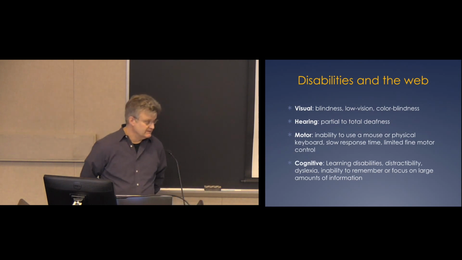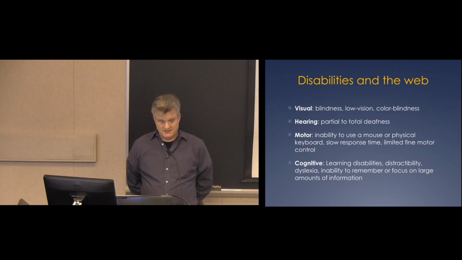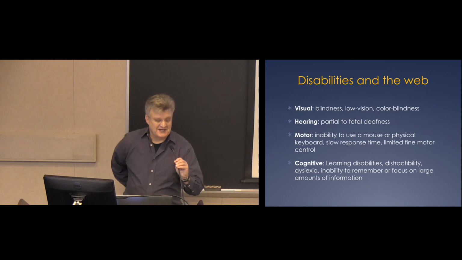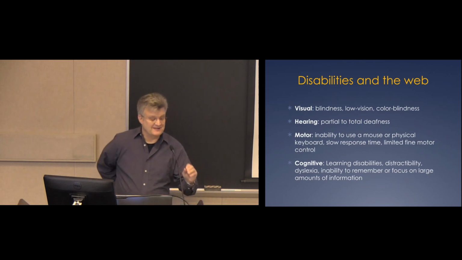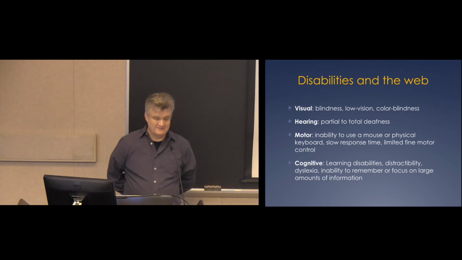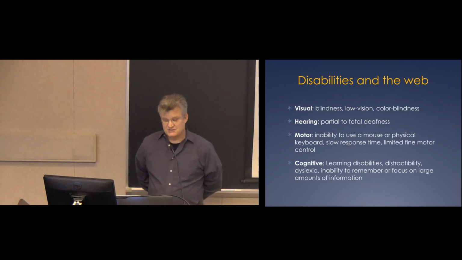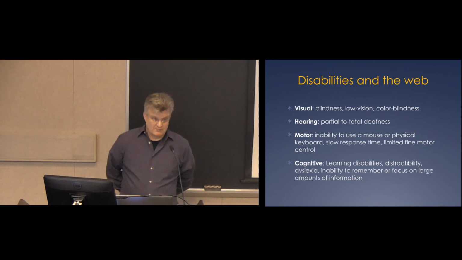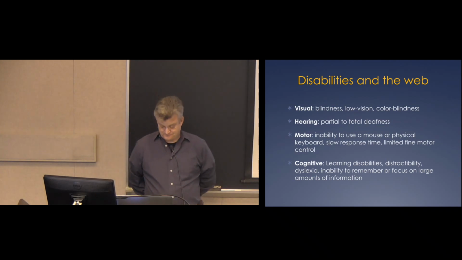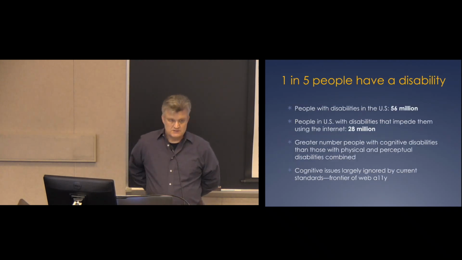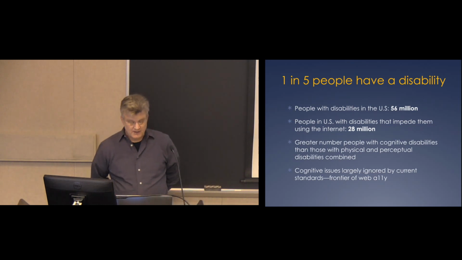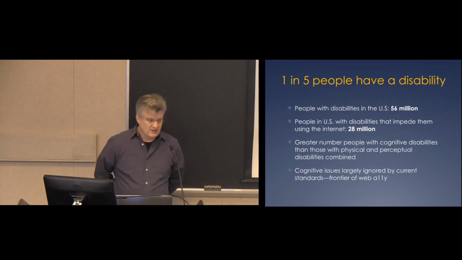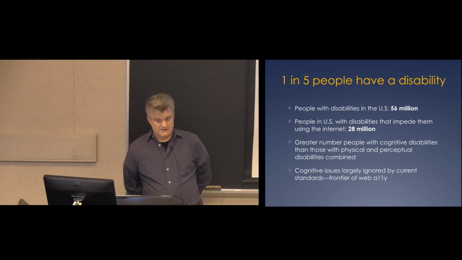Also cognitive. The poster child for accessibility is the blind screen reader user. It's usually the first thing people think of when they think of web accessibility, but actually people with cognitive disabilities make up a larger segment of the disability community than people with perceptual or motor disabilities combined. So 1 in 5 people have a disability. Very large incidence. And it's estimated that about 1 in 10 people have a disability that affects their use of the web.